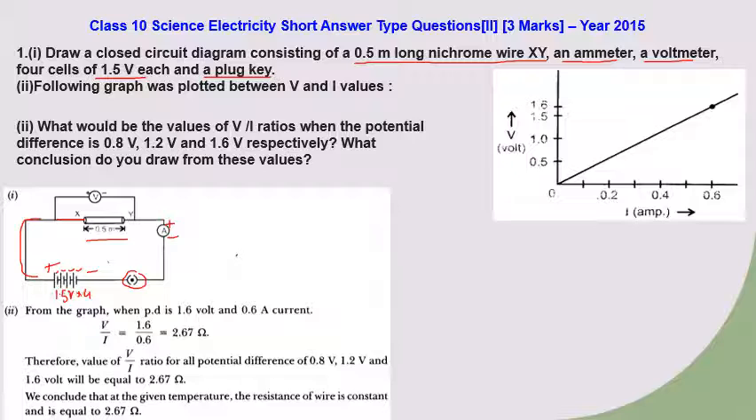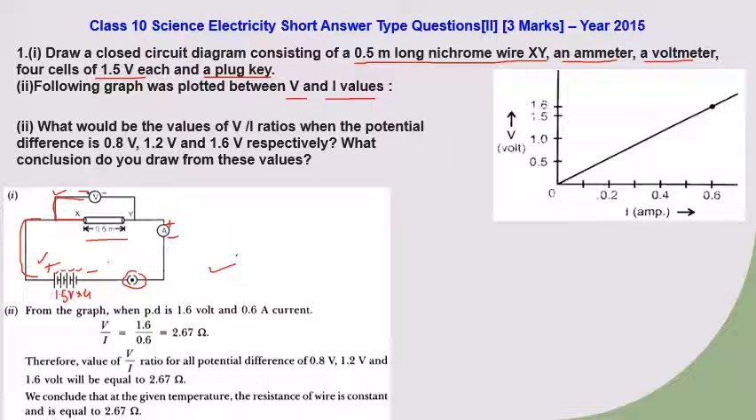Now the voltmeter is always connected in parallel. So we have taken the voltmeter, it is connected in parallel to the circuit, and the positive side of the voltmeter is on the same side as the positive side of the battery. So here is the diagram of this particular question. Next: the following graph was plotted between V and I values. So we can see there is a graph plotted between V and I.